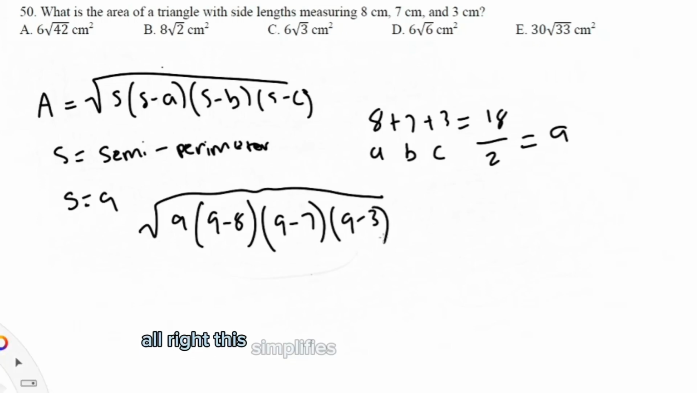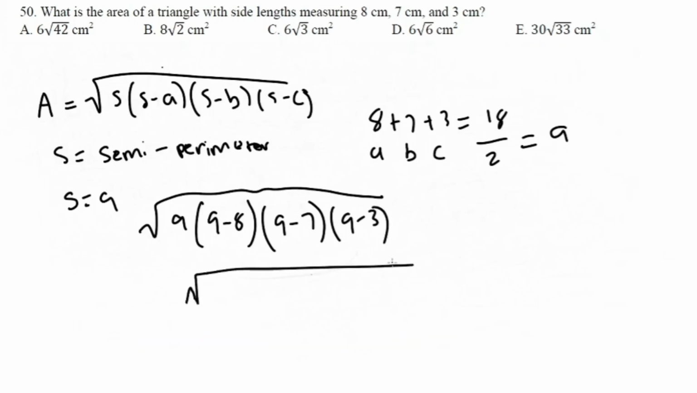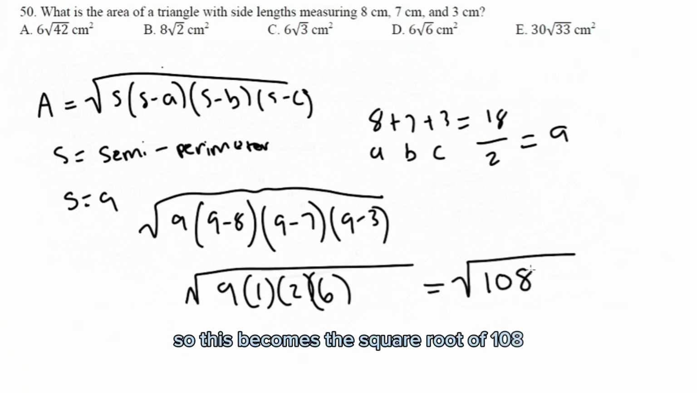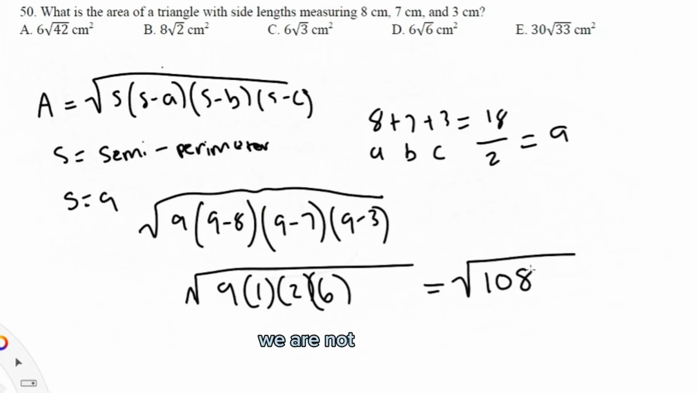This simplifies to the square root of 9 times 1 times 2 times 6. 9 times 1 times 2 times 6 is just 108. So this becomes the square root of 108. However, we are not done yet because we still need to simplify this. The way we simplify a square root is by checking which perfect squares are a factor of this number.